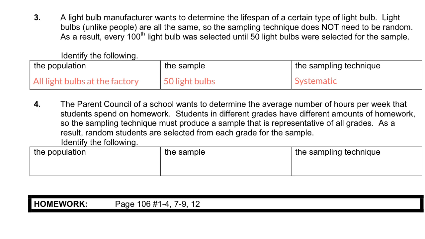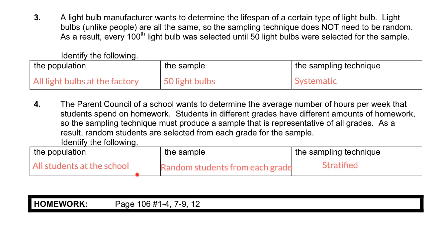Last example, the parent council of a school wants to determine the average number of hours per week that students spend on homework. Students in different grades have different amounts of homework, so the sampling technique must produce a sample that is representative of all grades. As a result, random students are selected from each grade for the sample. So, what's the population, what's the sample, and what's the technique?